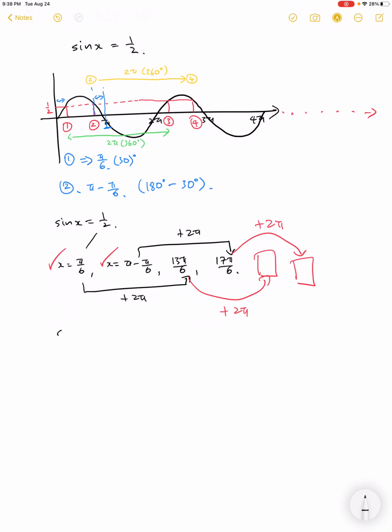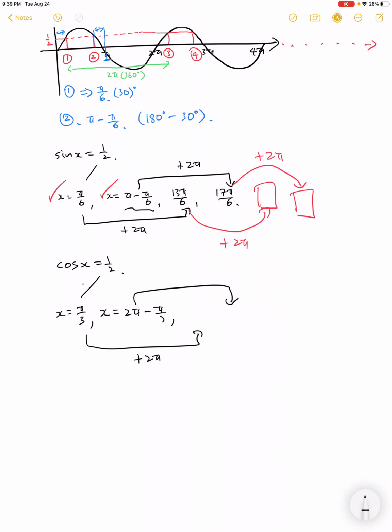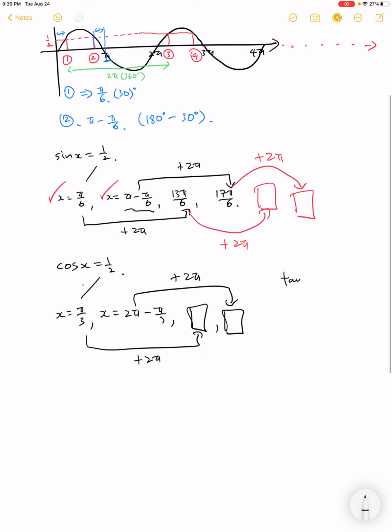I'm not going to go too much into detail about this concept, but I'll just write it down here. Cosine x equals 1 over 2, x equals pi over 3. This time, the second x value is not pi, unlike sine. Cosine is 2 pi minus pi over 3. But after that, you can again take alternate terms and start getting your future values.